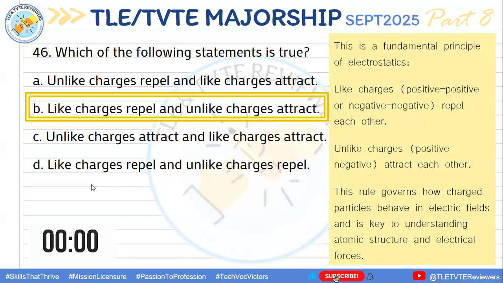So this is the fundamental principle of electrostatics. Like charges, positive-positive or negative-negative, repel each other. Unlike charges, positive-negative, attract each other. This rule governs how charged particles behave in electric fields and is key to understanding atomic structure and electrical forces. So answer letter B, like charges repel and unlike charges attract.